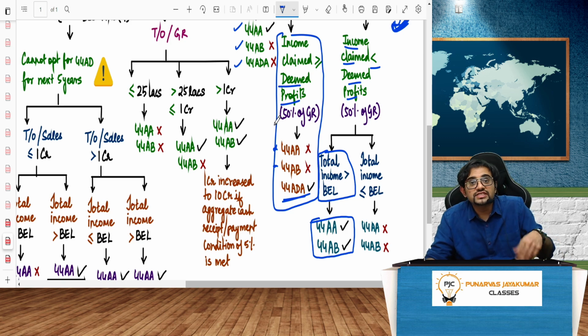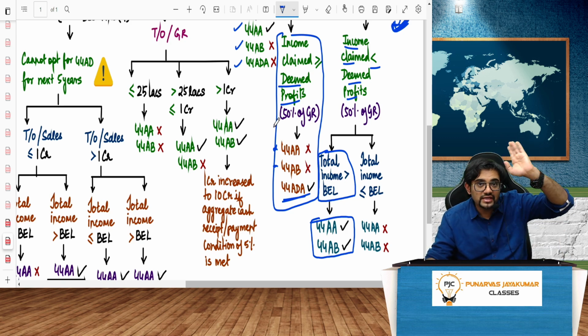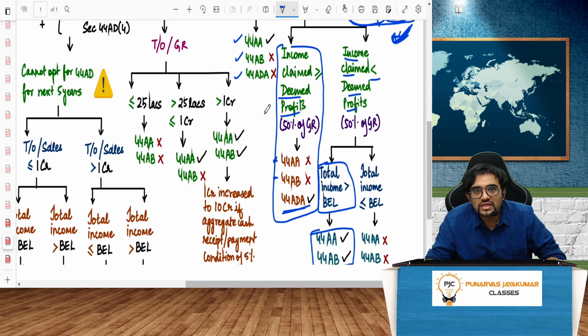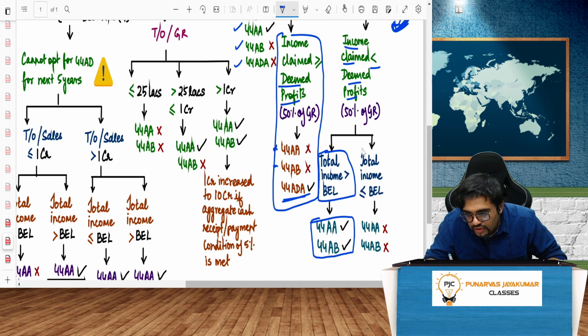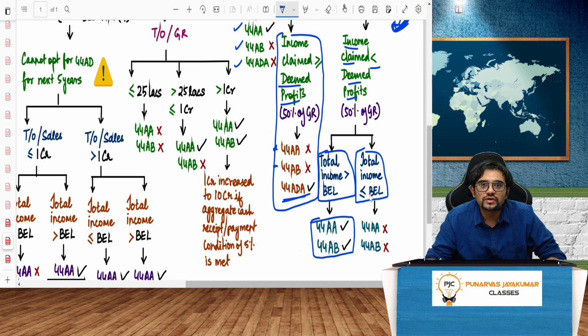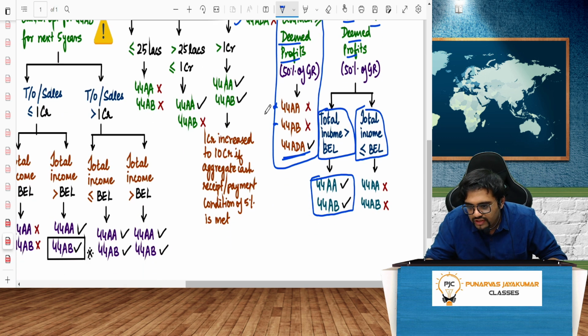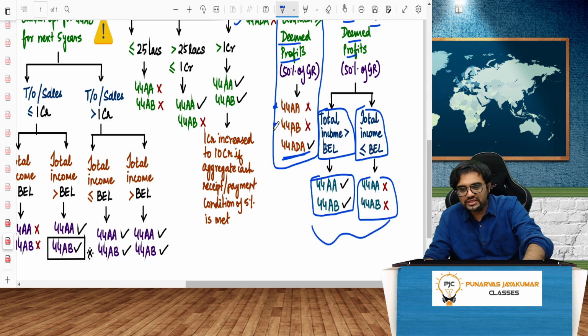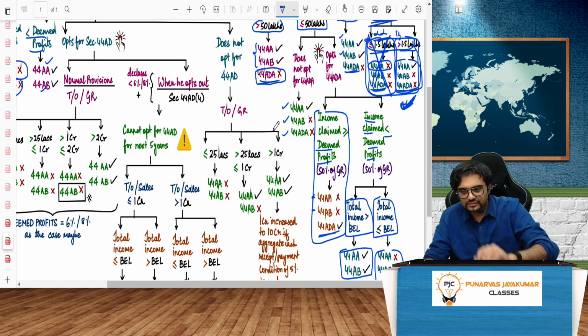Sir, where are these sections, sir? It is there in 44A and AB, those provisions are there. On the other hand, if the total income is less than or equal to the basic exemption limit, then 44A also will not come, AB also will not come. Did you understand, my dear friends?